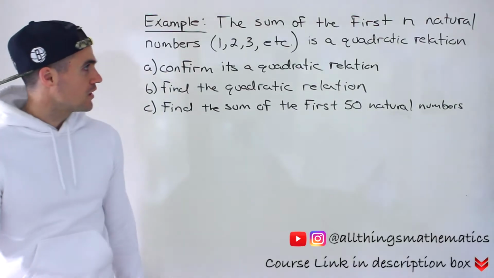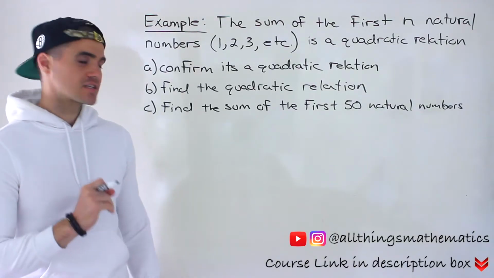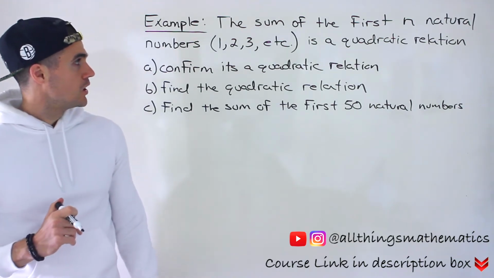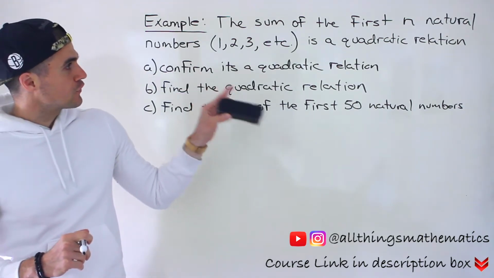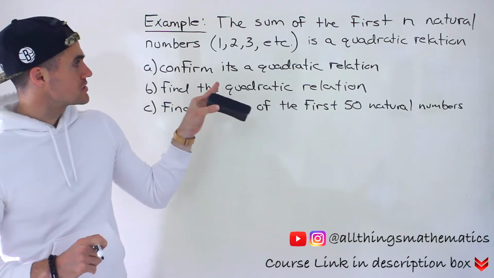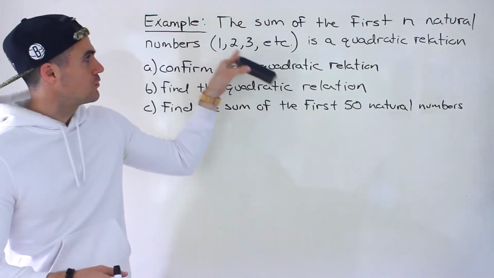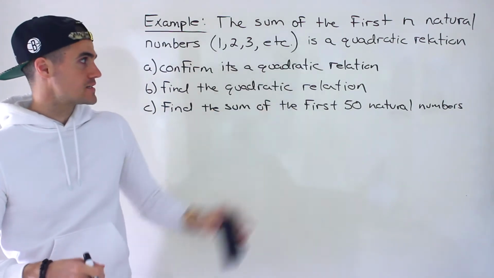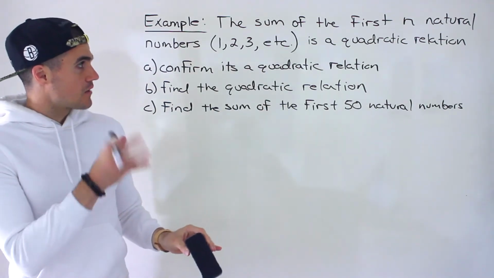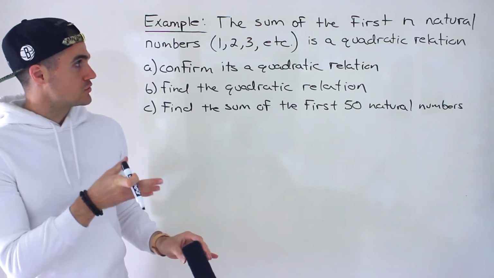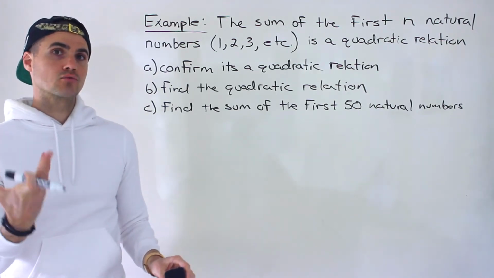Patrick here. Moving on to another word problem dealing with quadratic relations. This is a pretty cool one. So we're told that the sum of the first n natural numbers, which are just basically all the positive integers, so starting at 1, 2, 3, 4, 5, etc., we're told that the sum of the first n natural numbers is a quadratic relation.